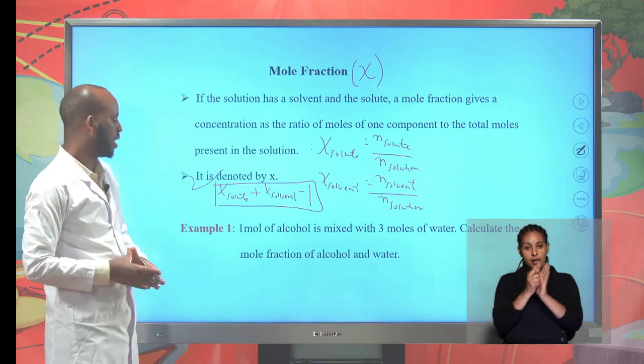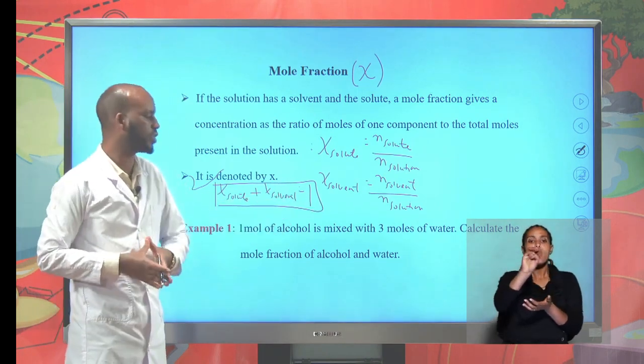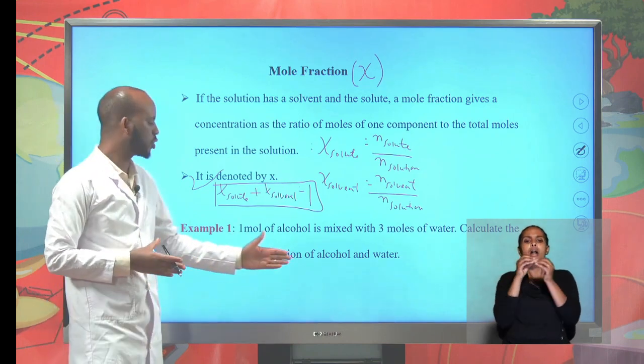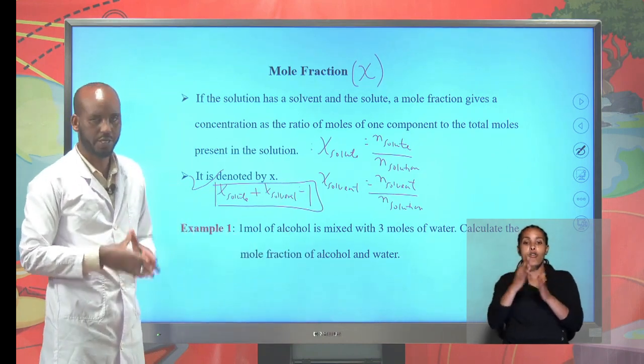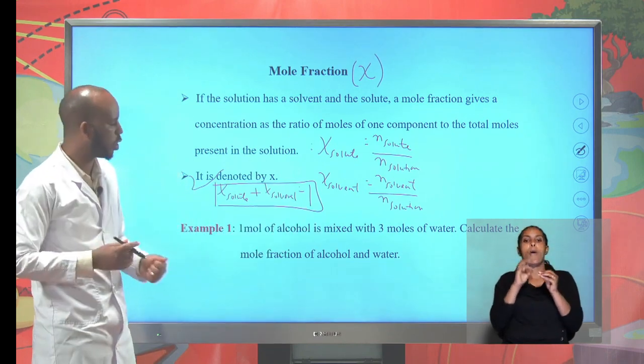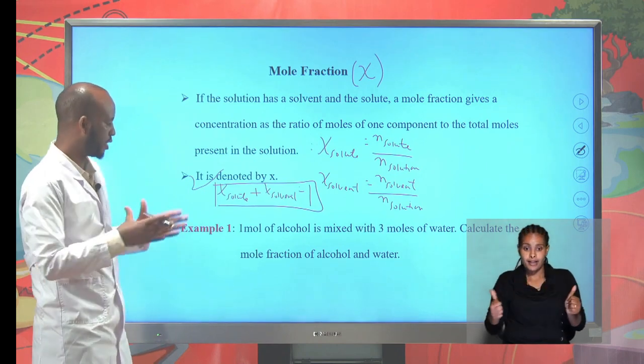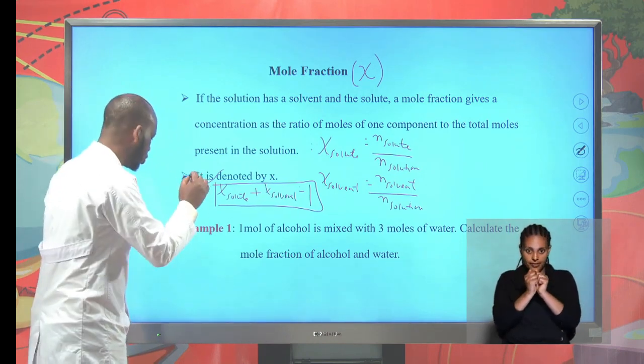For example, 1 mole of alcohol is mixed with 3 moles of water. Calculate the mole fraction of alcohol and water. You are asked to calculate the mole fraction of the solute and the mole fraction of the solvent. Let us do it together. Solution.